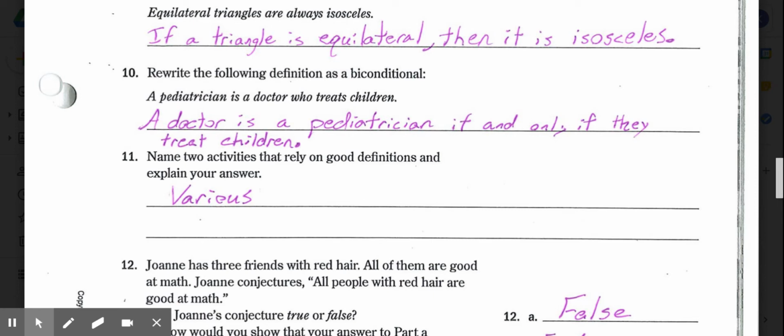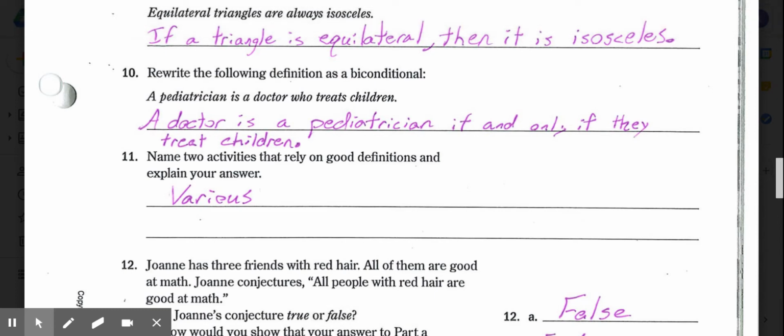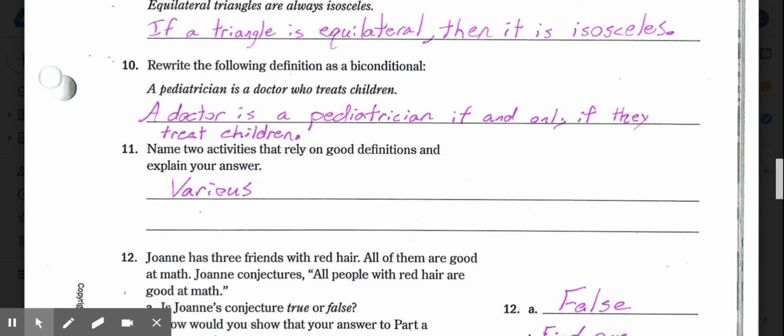For 11, name 2 activities that rely on good definitions and explain your answers. I just wrote various here because there's so many possibilities that as long as you are justifying your activity with a good reason, I'll most likely accept it as a quality answer. So for example, I'm going to use soccer. An activity that relies on a good definition of soccer because it has multiple rules that all players and participants need to follow. So without clear definitions of the rules, the game would be chaotic. Something like that.